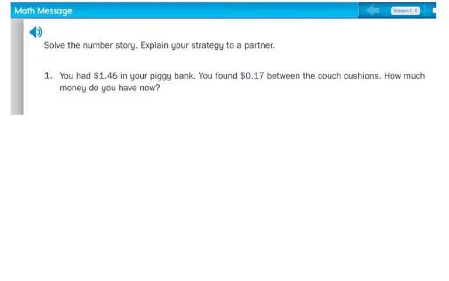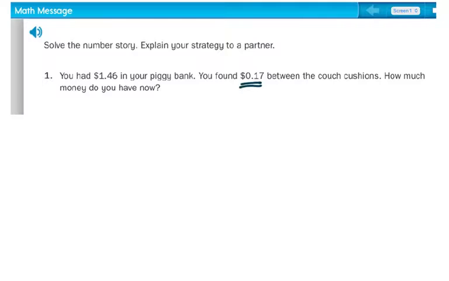On your whiteboard, solve the number story and explain your strategy to a partner. So I'm going to ask you to go ahead and do this on your own. Imagine you had $1.46 in your piggy bank. You found 17 cents between the couch cushions. How much money do you have now? Please solve. Show your work on your whiteboard. Pause the video.